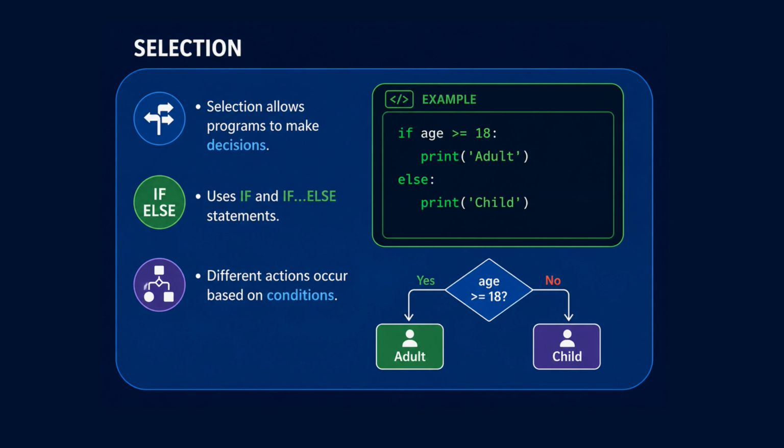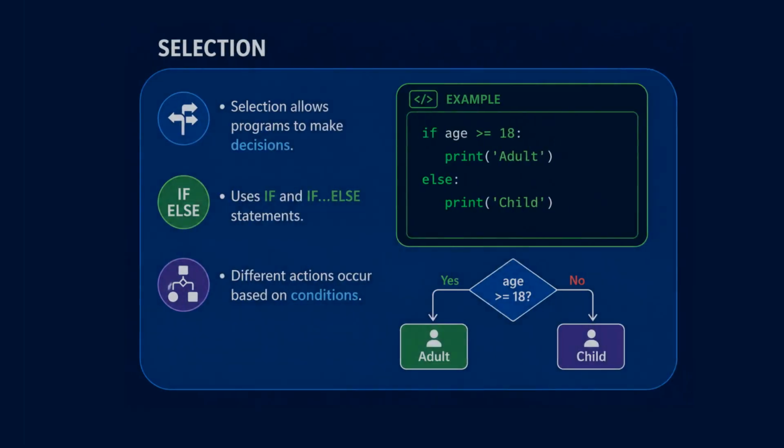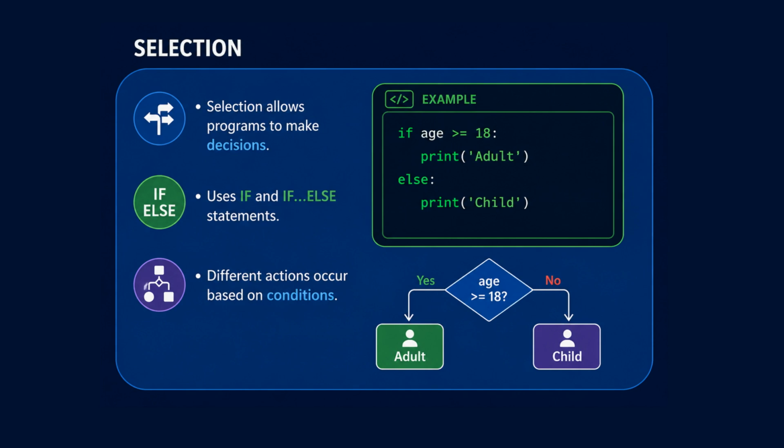In this example, the program checks whether the age is greater than or equal to 18. If the condition is true, the program displays adult. Otherwise, the else part runs and the program displays child. The flowchart below also shows this decision-making process clearly. If the answer is yes, the program follows one path. If the answer is no, it follows a different path.